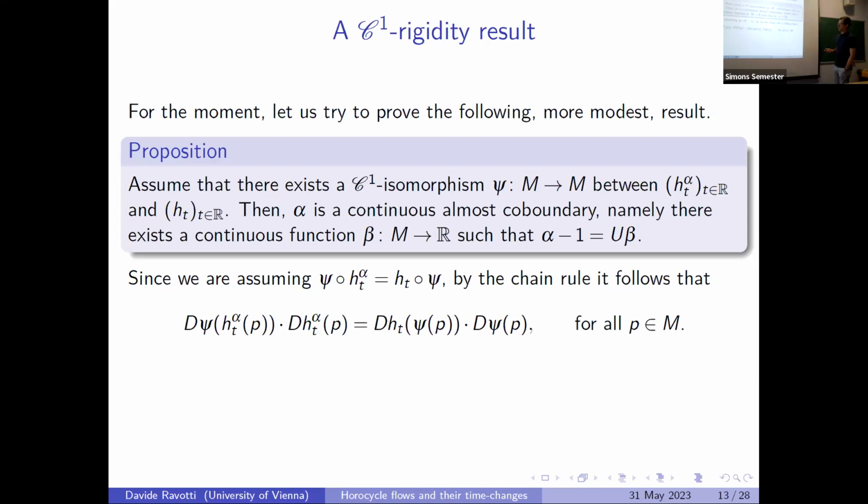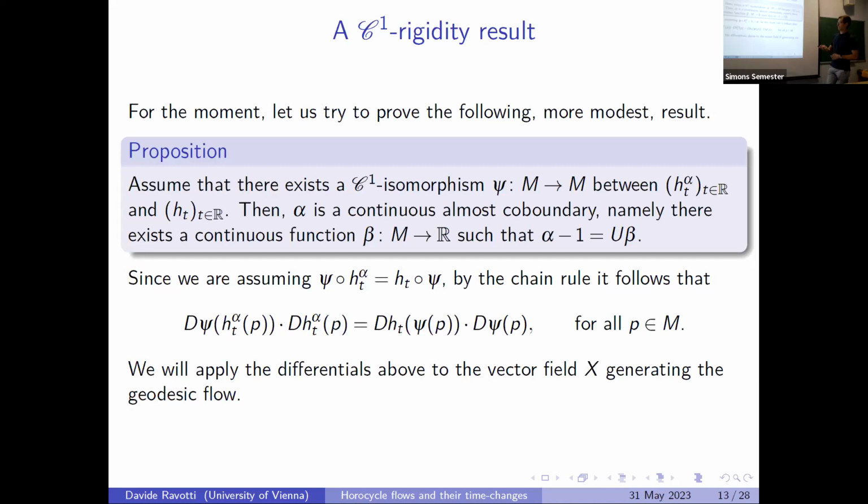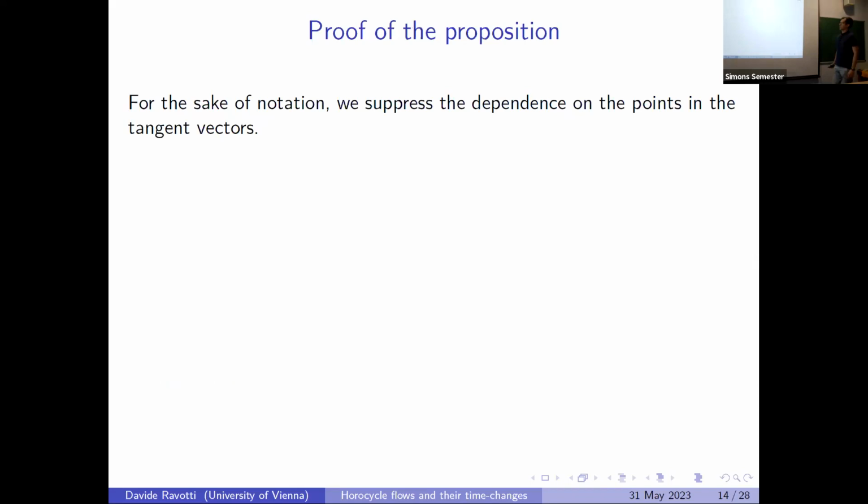And what I will do now is compute the two sides of this equation. So this is a differential, so I will apply it to some vector field. I will apply it to the geodesic direction, compute the left-hand side and the right-hand side separately, and then compare what I get. Again, we'll compute these and apply to the vector field X and see what we get. In the following, I'll just suppress the dependence on the base point, not to have supermassive formulas.